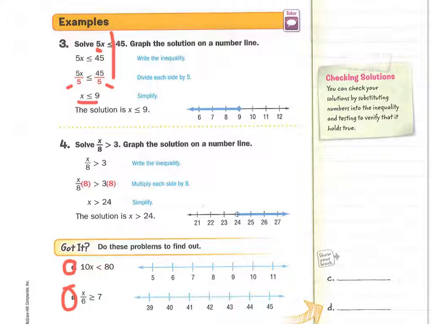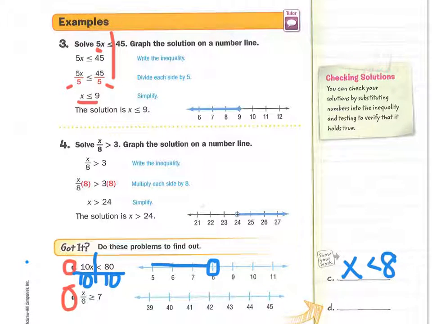Welcome back. Hopefully you solved them like this. Use your river, divide both sides by 10 because it's a multiplication equation, and you're left with x is less than 8. Since it's less than and not less than or equal to, we use an open circle and we go to the left for less than.